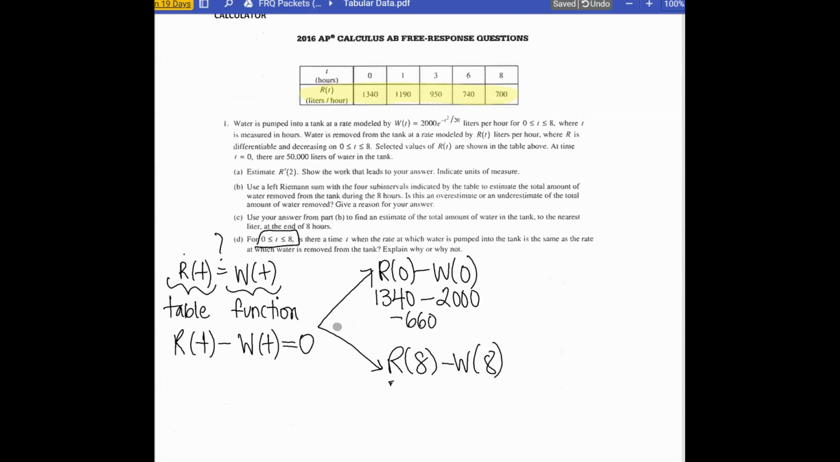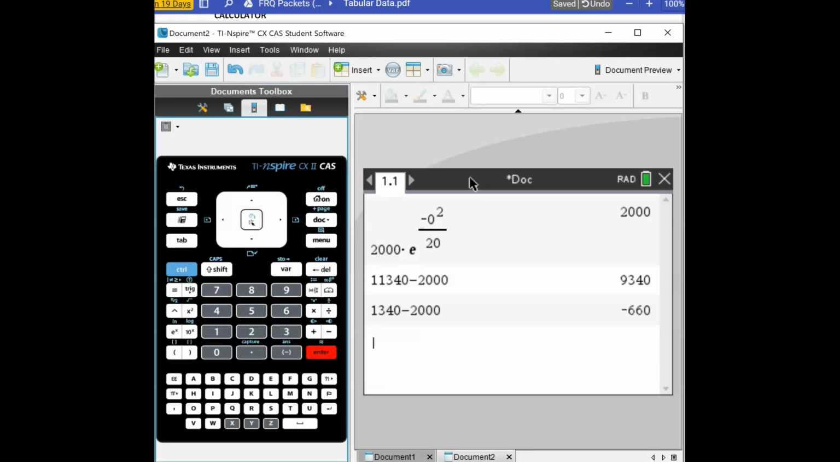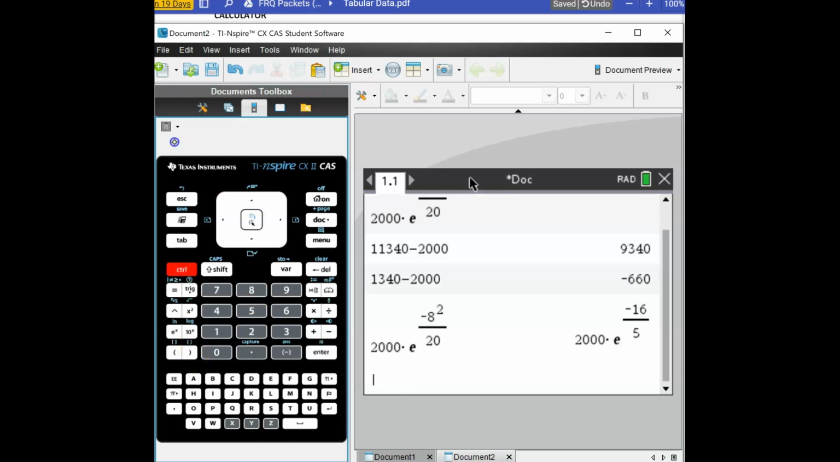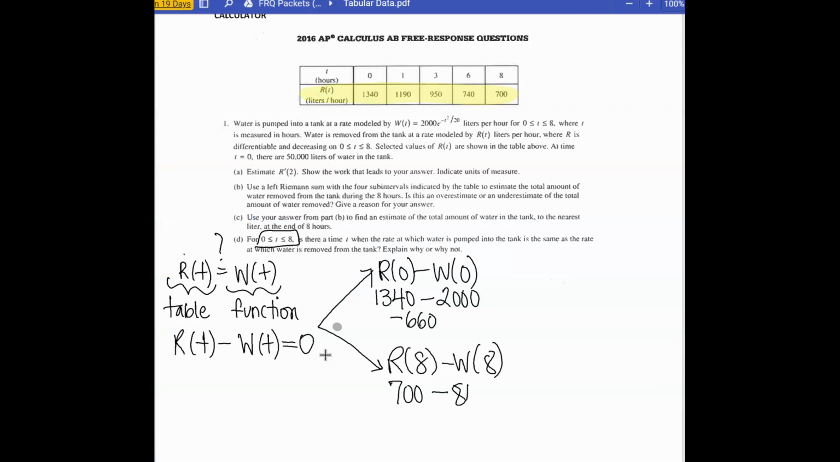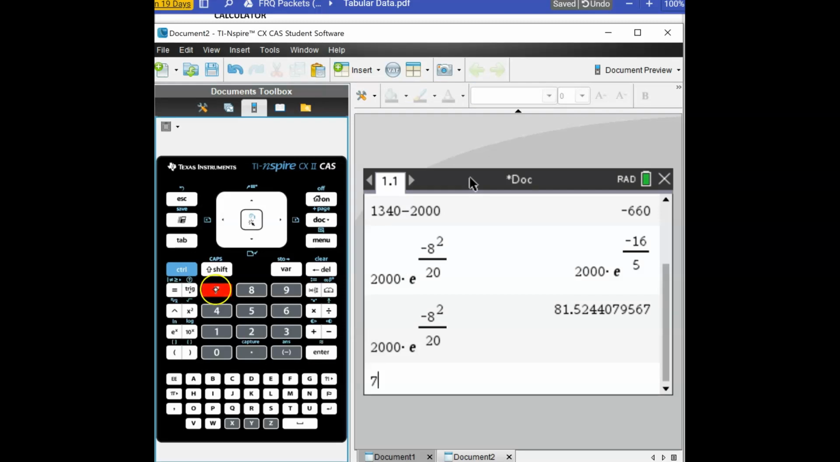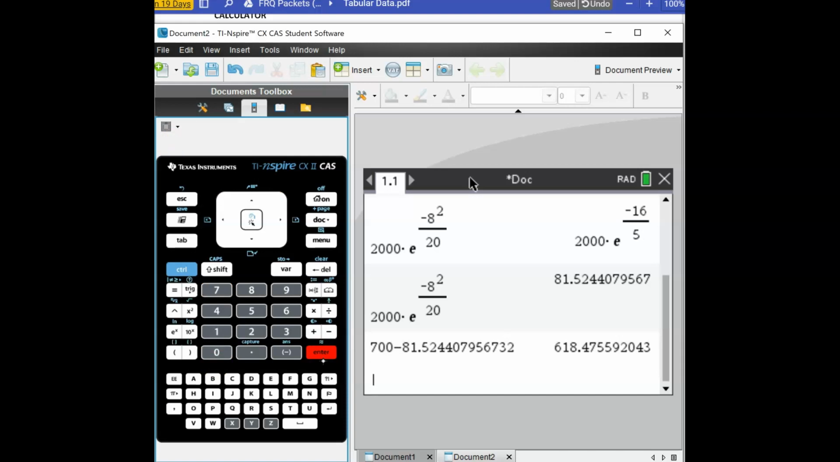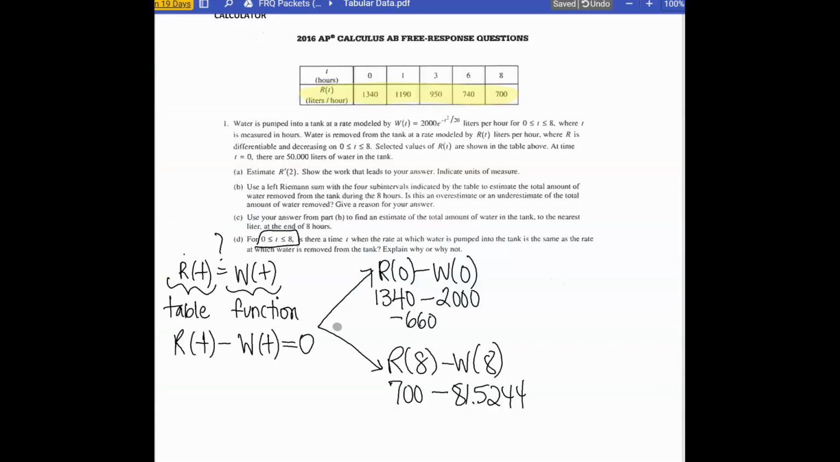R of 8 was 700 from the table minus W at 8. For W at 8, we would use this up here, but instead of negative 0 squared, it's going to be negative parentheses 8 squared. So that value right there is 81.5244. So 700 minus that value is 618.47. So this is 618.47.